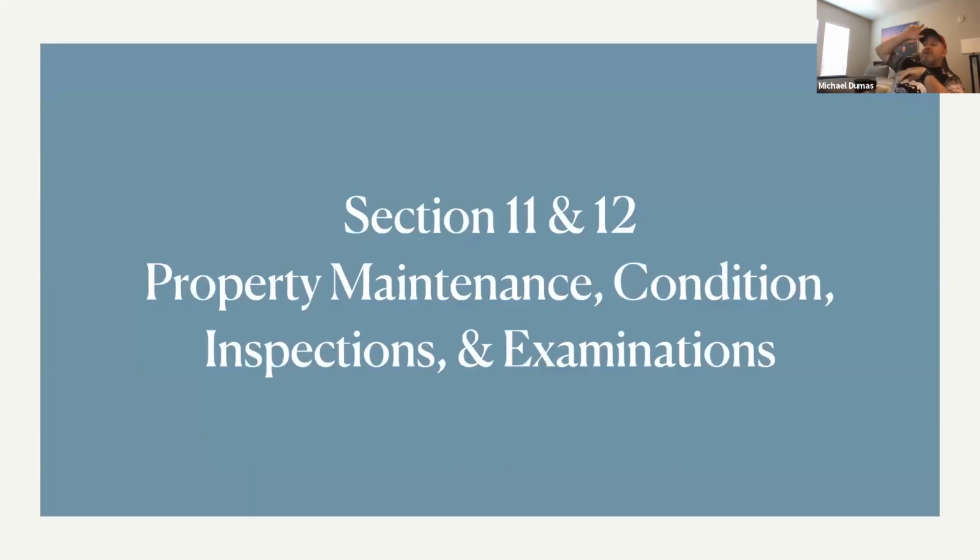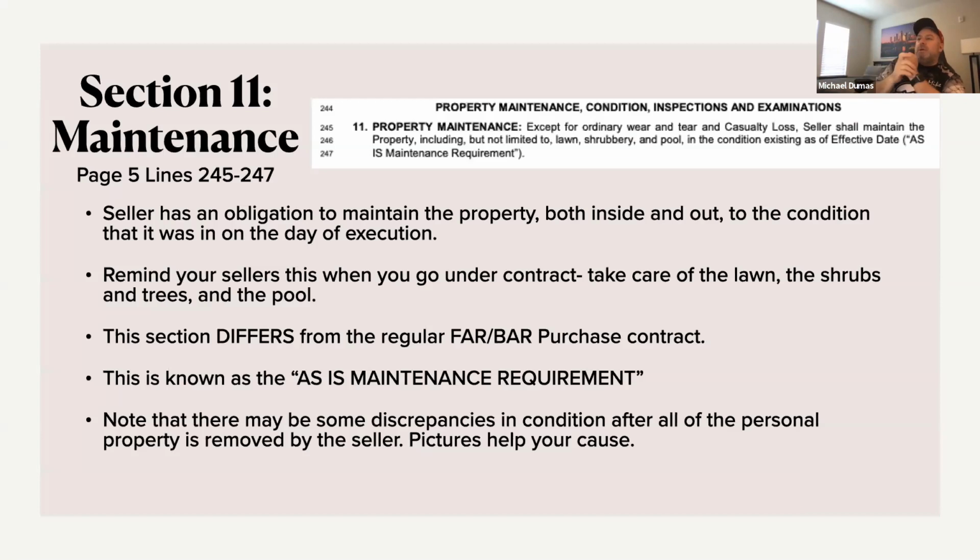Okay, so now we're going to go into section 11 and 12, the property maintenance, condition, inspections, and examinations. This gets tricky as well. Section 11, maintenance. This is where it gets different from the FAR bar contract, okay? This is an as-is maintenance requirement, as we call it. The seller has an obligation to maintain the property, both inside and outside, to the condition that it was in on the day of execution. So always remind your sellers that when they go under contract, they have to take care of the lawn, all the shrubs and trees and plants, and the pool.